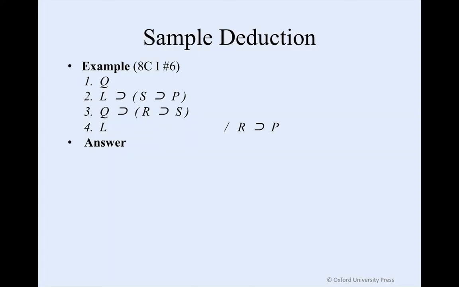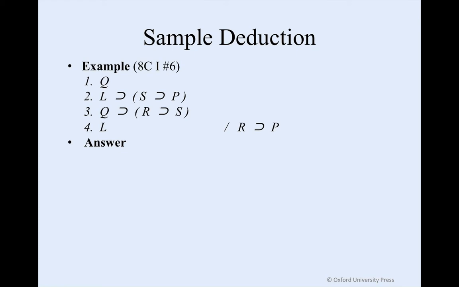Okay, so let's try this together before we move on. And again, the practice that we're doing here is really limited. We practice separately in another video where we will be working through a number of derivations. So take a look at what you're given. You've got 4 premises: 1, Q; 2, L horseshoe (C horseshoe P); 3, Q horseshoe (R horseshoe S); 4, L. And then the conclusion is off to your right behind the slash. It's R horseshoe P.